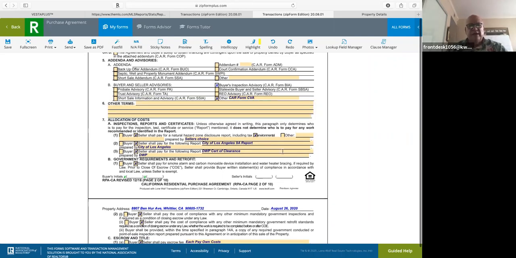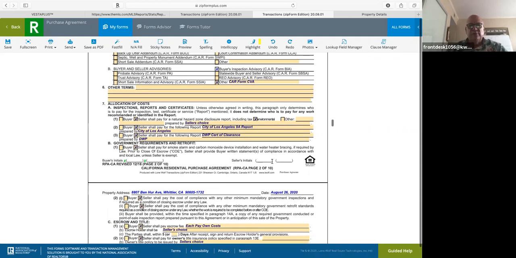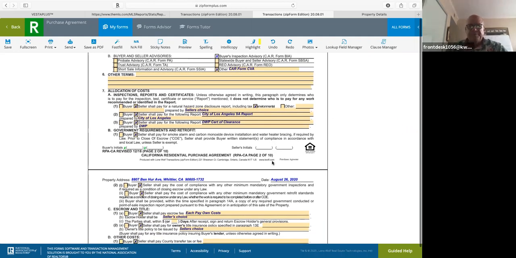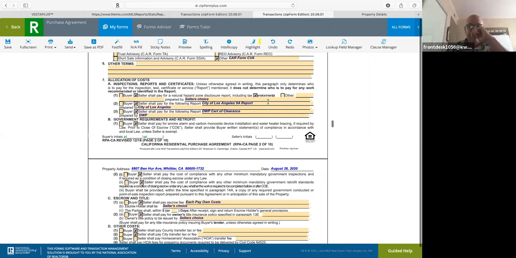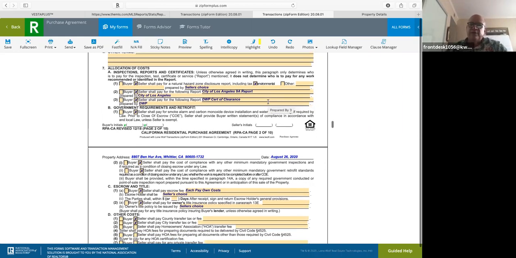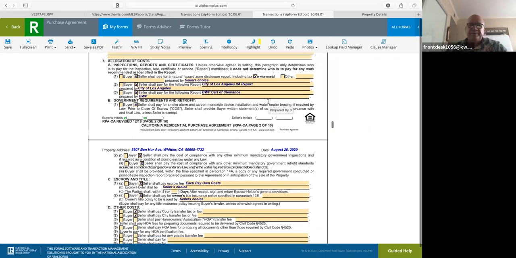Next section is allocation of cost, inspection reports, and certificates. So on the other form, we had put seller's choice for natural hazard disclosure. I highly recommend checking the box environmental. A lot of listing agents don't get it, but it's only about $15 more, and it gives your buyer more information, especially important for hillside properties.